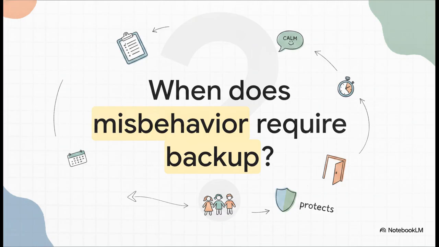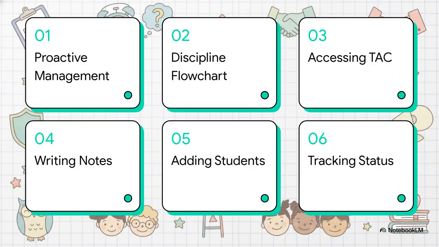running smoothly. Here is our quick roadmap for this explainer. 1. Proactive management. 2. The discipline flowchart. 3. Accessing TAC. 4. Writing notes. 5. Adding students. And 6. Tracking status. Let's jump right in.